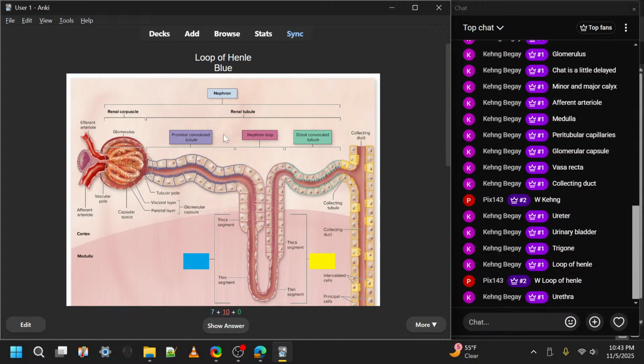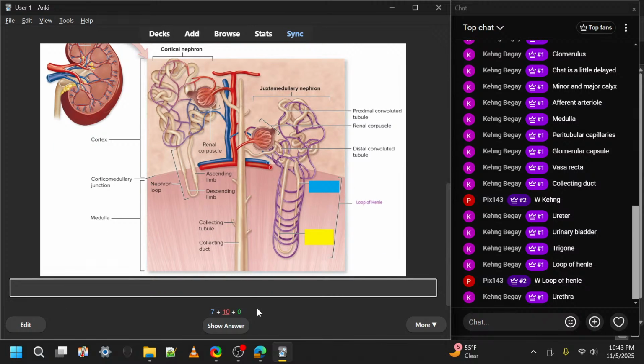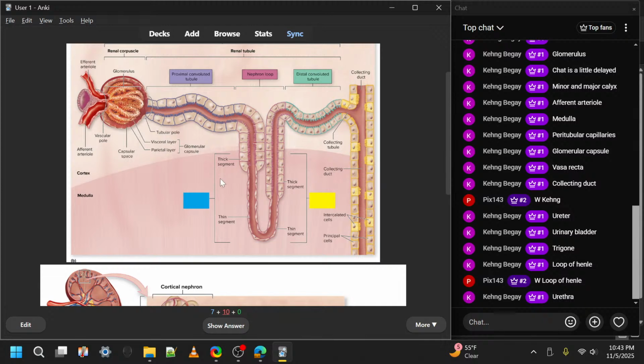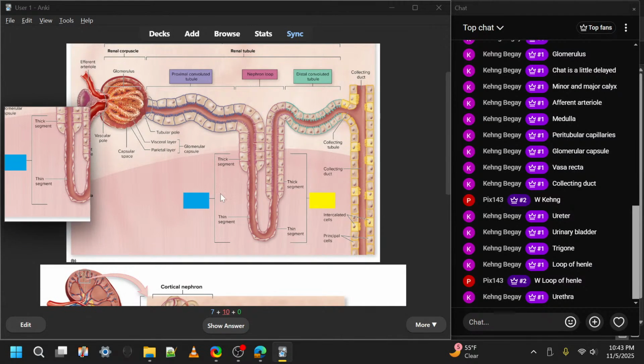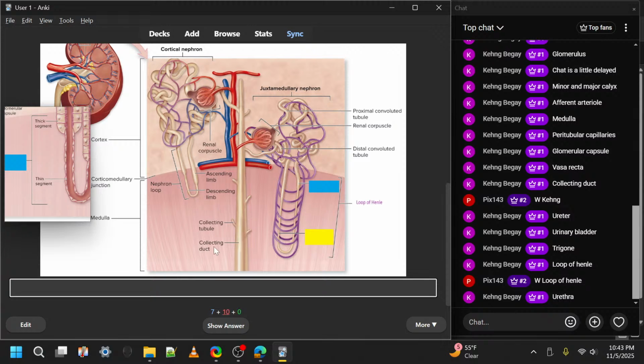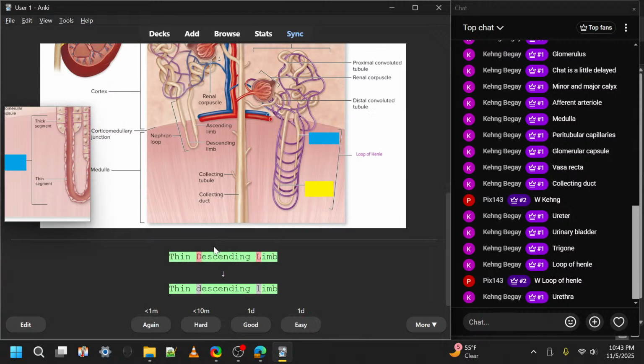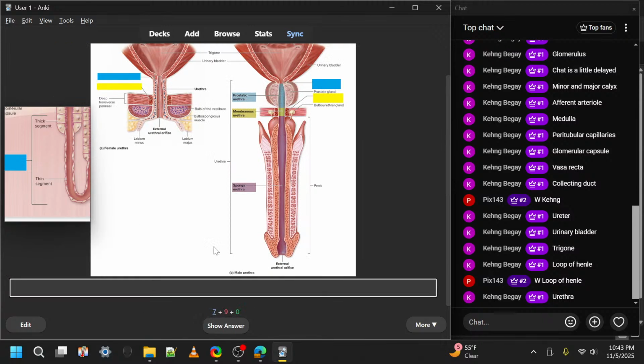Alright. Loop of Henle blue. What is the blue? The blue is the thin descending limb. Gotta remember limb. It's a limb. It's a limb, baby.